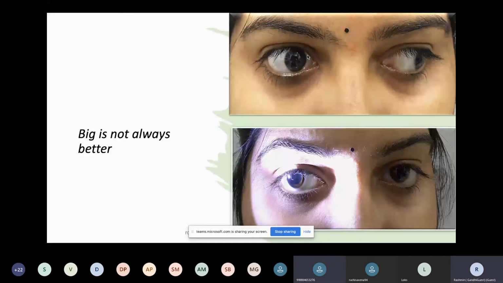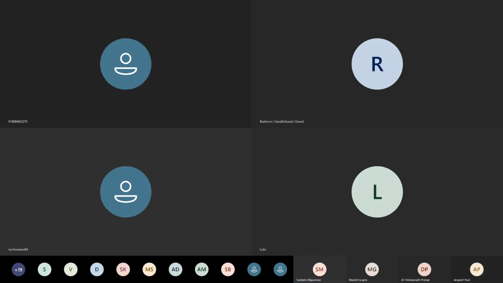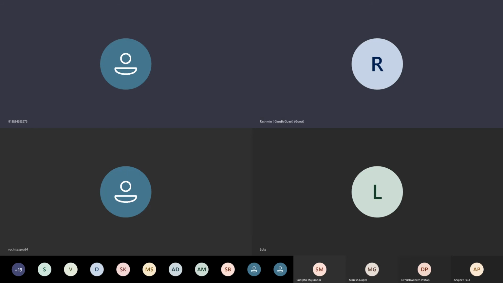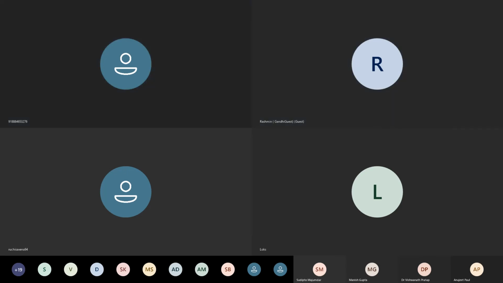So adduction limitation, there is a partial third nerve palsy. The patient had a nystagmus here in the abducting eye. If there is an abducting eye with adduction limitation, what do you think the patient is having?